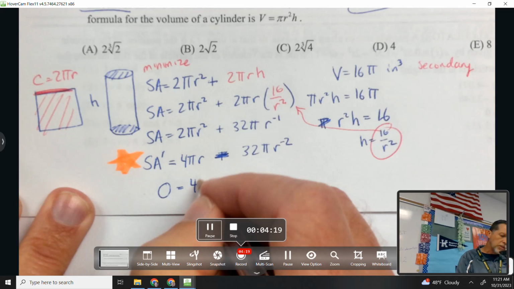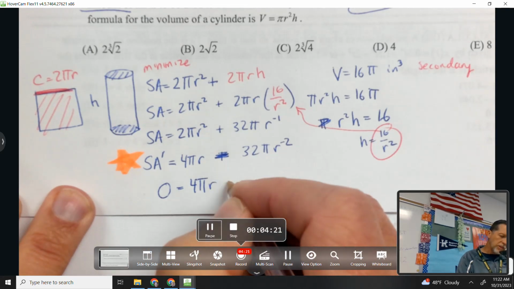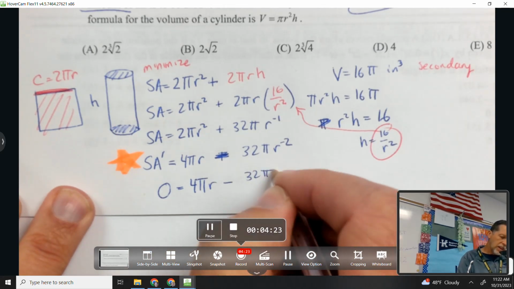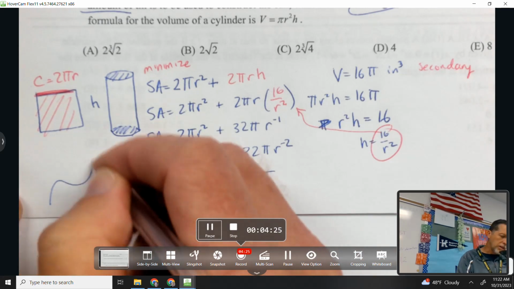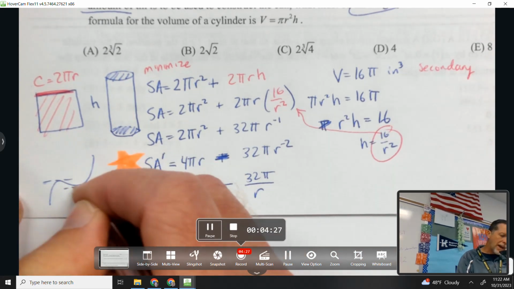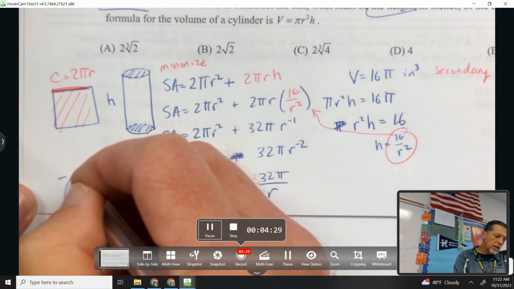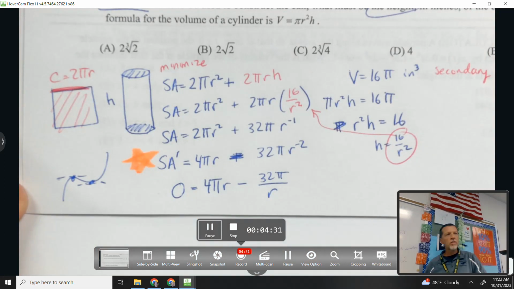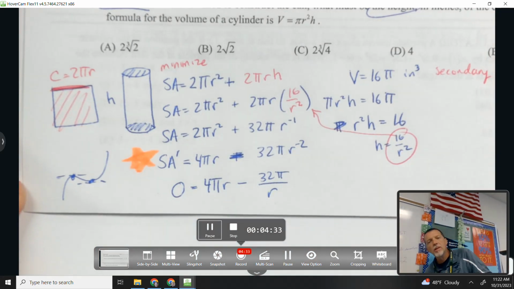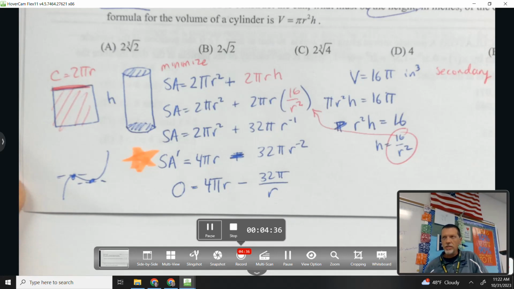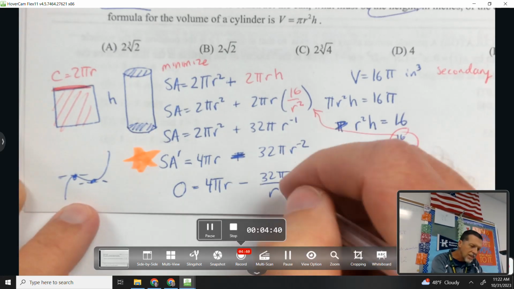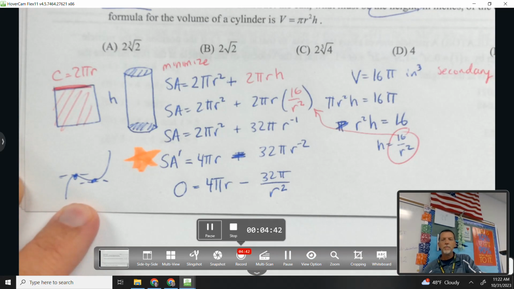Set it equal to 0, because whatever it looks like, I have no idea what it looks like, but I know maxes and mins happen at horizontal tangent lines where the slope is 0. So take a derivative, set it equal to 0, and we'll figure out what r is. Did I make a mistake somewhere? Thank you.